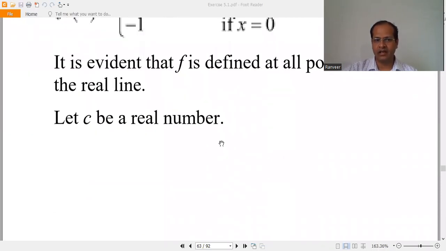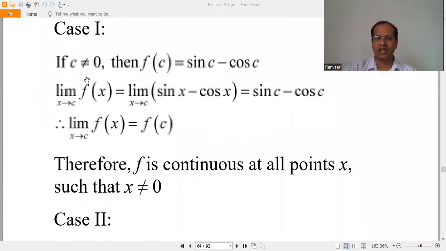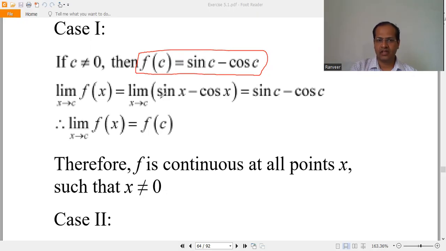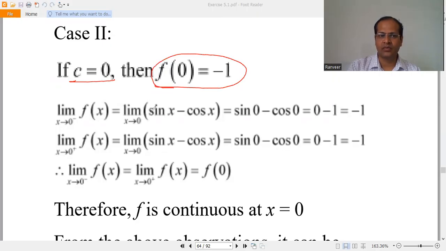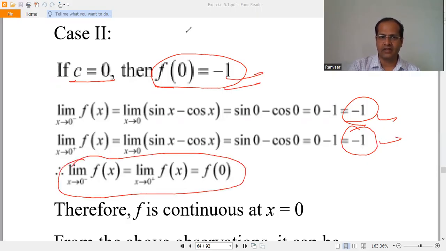We take one real number c. First case, c is not equal to 0. Then the function value f(c) is the limit as x tends to c of f(x), which is nothing but sin x minus cos x. Both are the same, so definitely f is continuous at all points when x is not equal to 0. Case 2, when c equal to 0, f of 0 is -1, the value at 0 minus is -1, and at 0 plus is also -1. All values are -1, so definitely this is continuous.